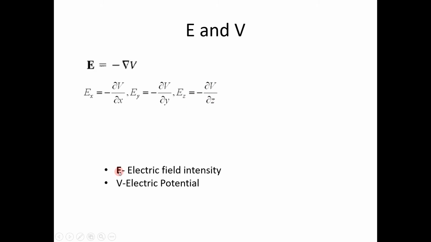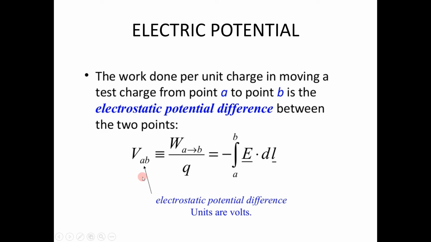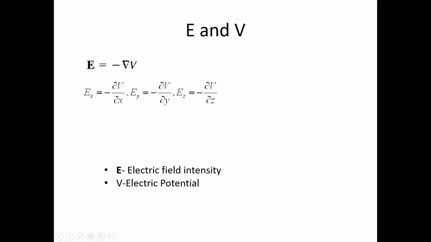E is a vector quantity, V is a scalar quantity. E is electric field intensity and V is electric potential. Again, the unit of E is Newton per Coulomb and the unit of V is volt. So these are the two important equations connecting E and V. One is V equals negative integral of E dot dl, and E equals minus del of V, or negative gradient of V.